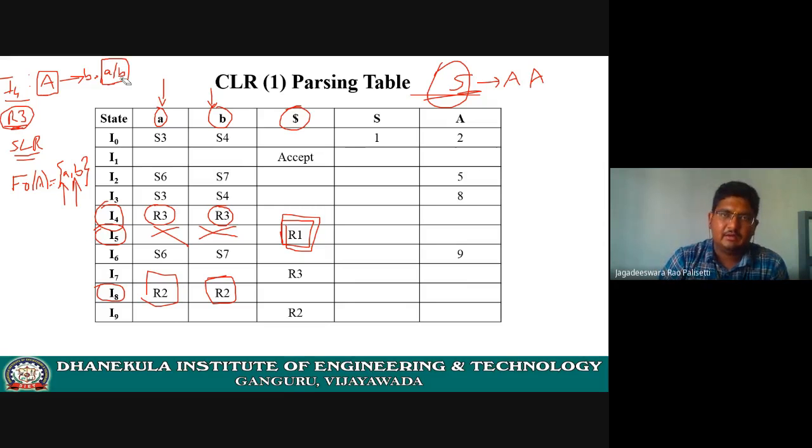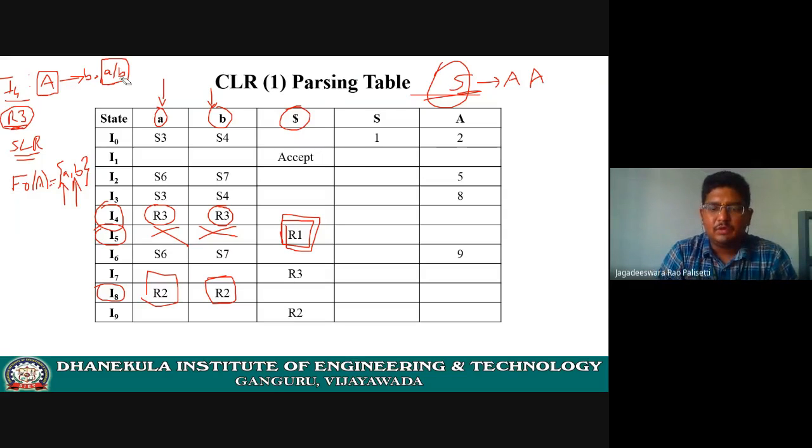In SLR, we need to compute the follow function. The follow function will obviously give 3 or 4, 2 or 3 symbols, so in 2 or 3 columns we need to write R3. But in CLR, if you have only one lookahead symbol, you need to write only from a row to the column, only one slot. So whenever we have only one lookahead symbol for the respective production rule, then CLR is most efficient, and you can consider CLR the most powerful parsing technique, because there is a high chance of eliminating the conflicts.